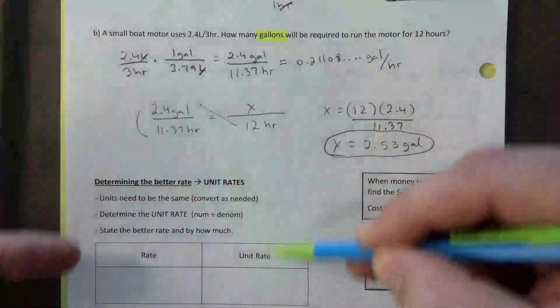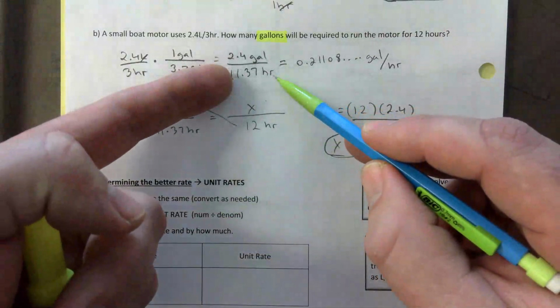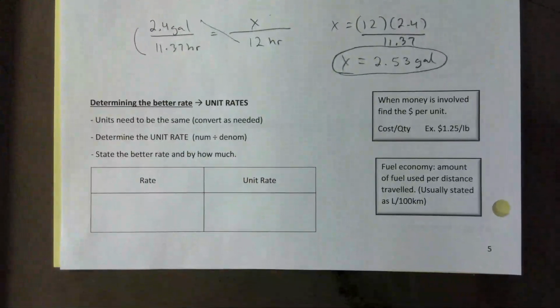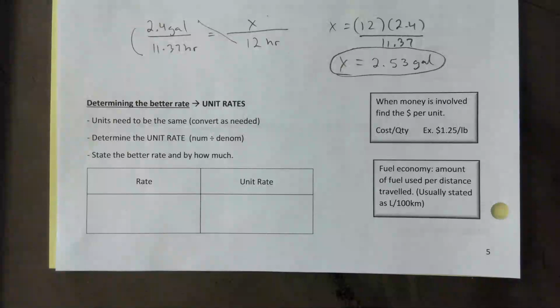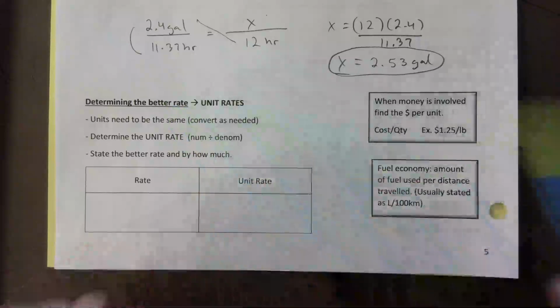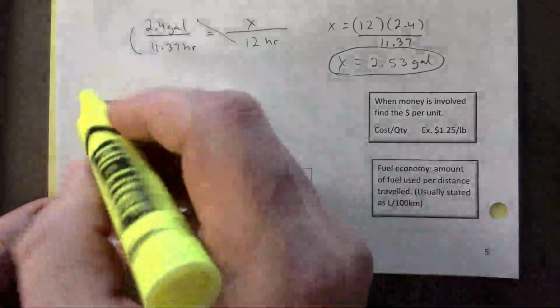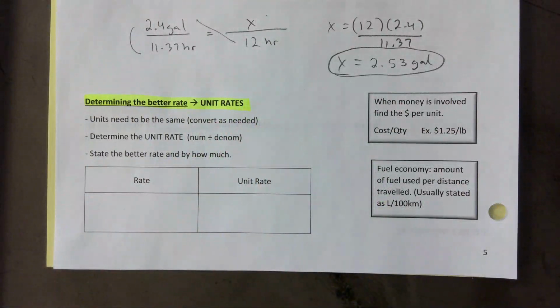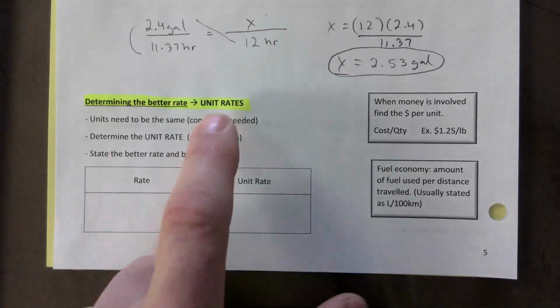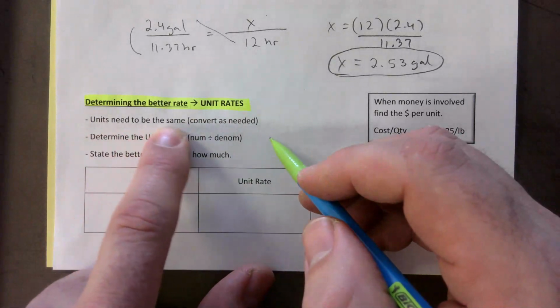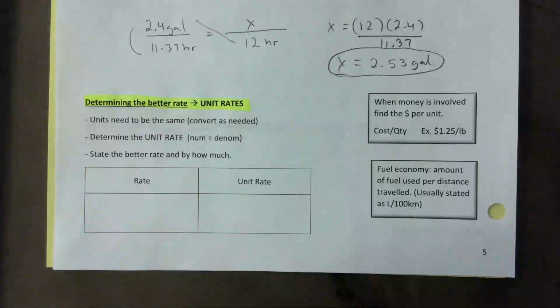Okay. And now I kind of alluded to it. Now I'm going to make sure you understand what the difference is between a rate and a unit rate. Okay. So here we go. I'm going to have to write down a few things. I'm going to give you a formula as well. Determine the better rate. Okay. So if you're ever asked, like, which one is the better buy, which one's the better purchase, in two stores, you're buying different items, you want to get your unit rates. Okay? Units need to be the same. Convert as needed, so that's important here.